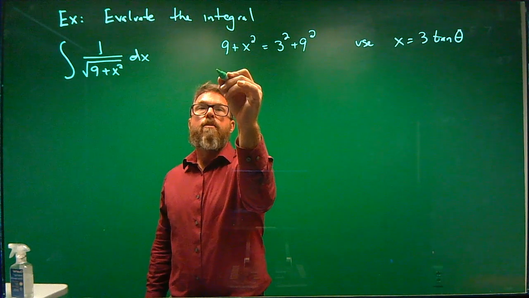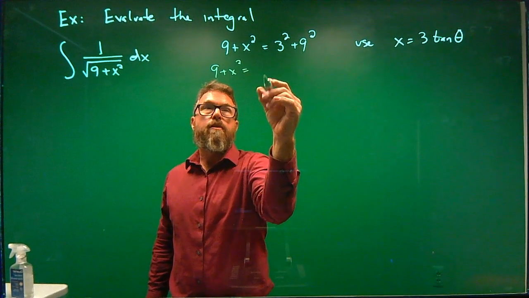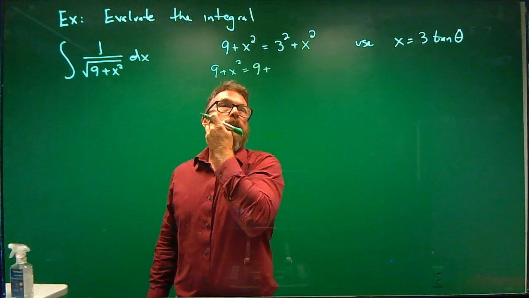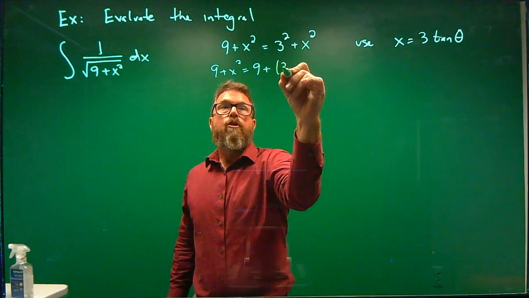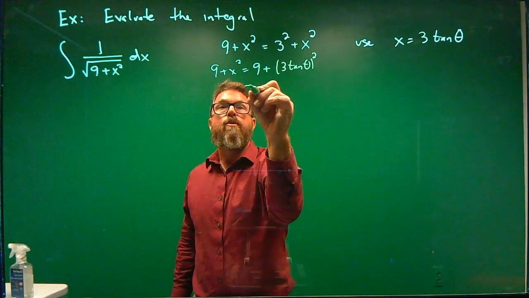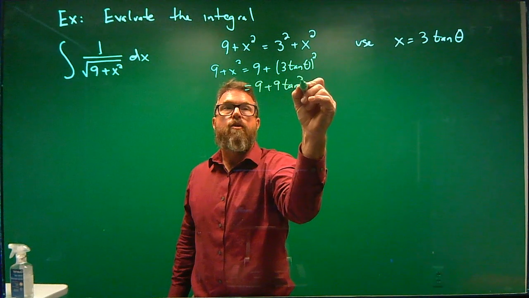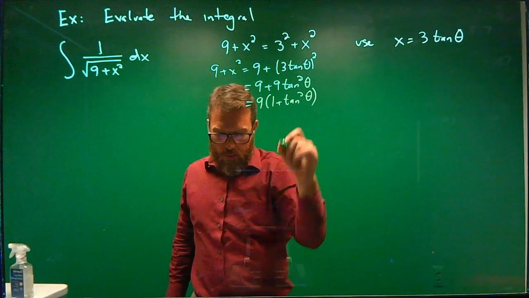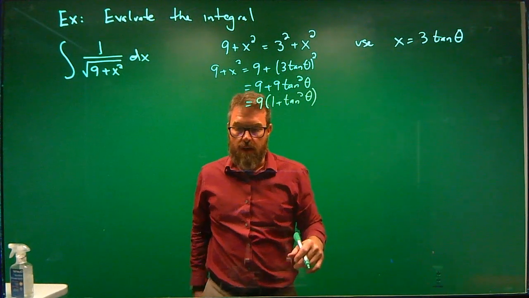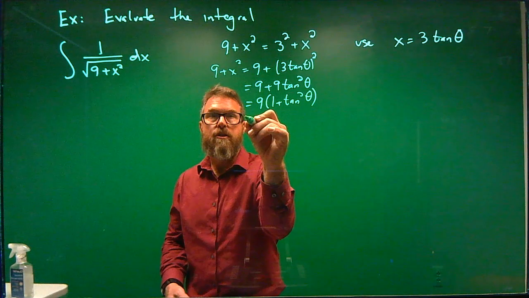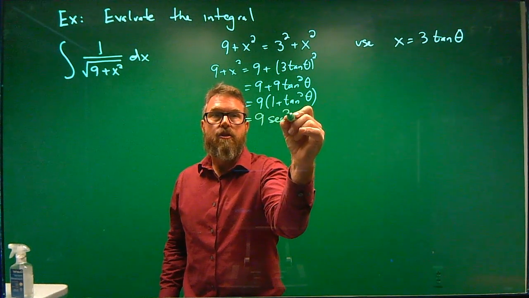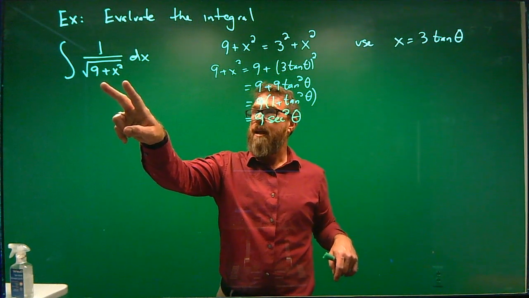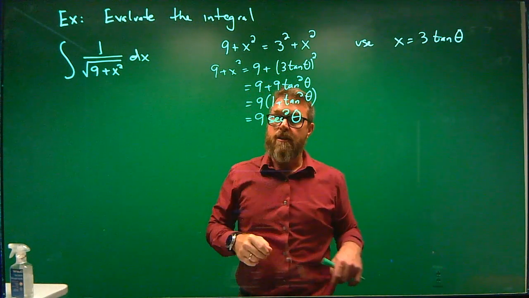So simplifying this binomial, your 9 plus x squared is going to be equal to 9 plus, I don't know why I wrote that as an x, but here we go. So x is going to be equal to 3 tangent of theta all squared. So we can see this is 9 plus 9 tangent squared of theta, which I can factor out that 9, which is 1 plus the tangent squared of theta. And we know that 1 plus tangent squared of theta is equal to the secant squared of theta. So this is going to be equal to 9 secant squared of theta. All right. So that allows me to substitute this 9 plus x squared and turn it into 9 secant squared of theta.